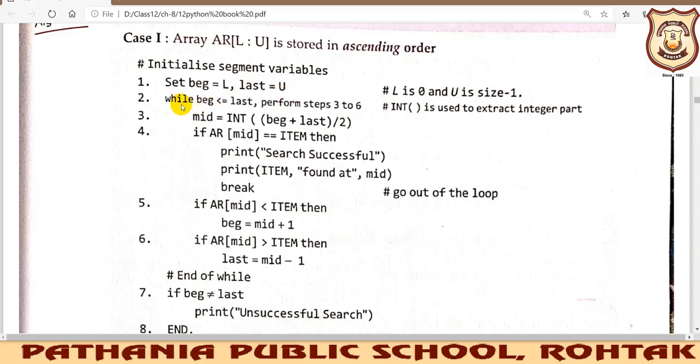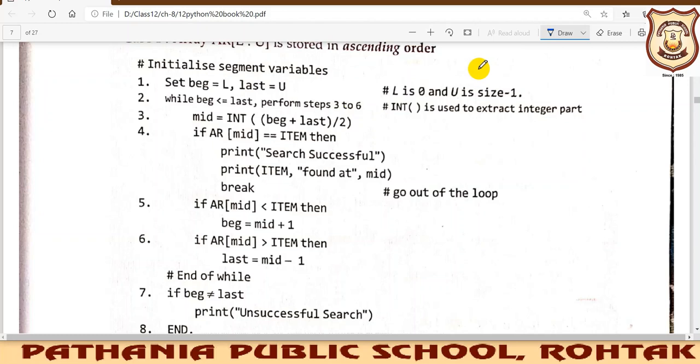Then while beginning is less than or equal to last, meaning from the first position of the array until we reach the last of the array. Like we have 10 elements or 5 elements in an array and we want to perform a search. Like this is my array.